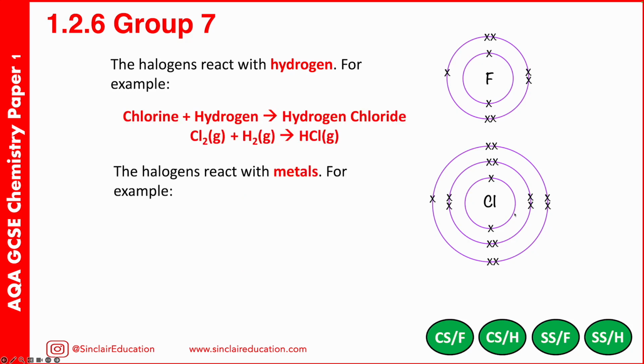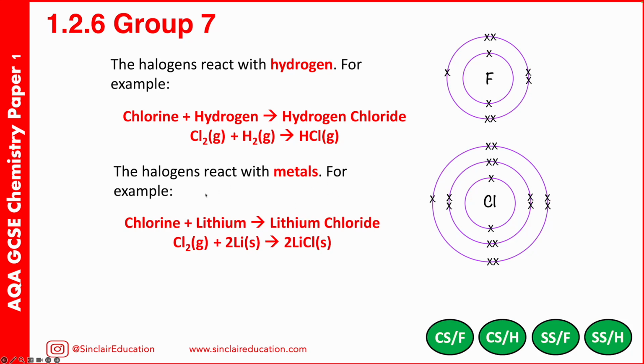Now the halogens, again, they react in similar ways because they've got similar electron configurations. So chlorine and hydrogen, for example, will make hydrogen chloride. The halogens also react with metals. For example, here, chlorine and lithium have made lithium chloride. This will be a white salt in appearance. So a green gas and a silvery metal will, in this case, form lithium chloride, a white solid.